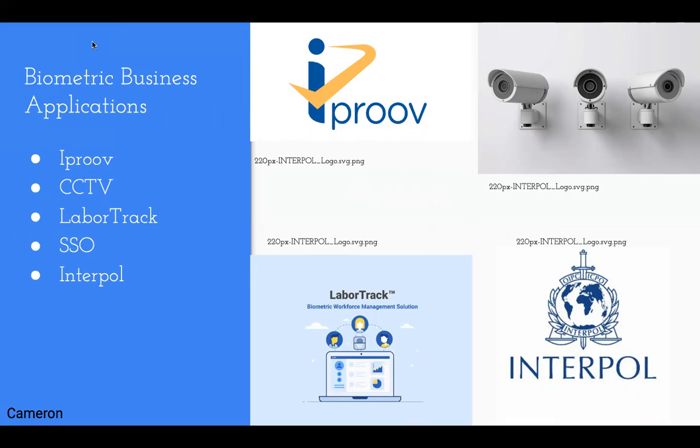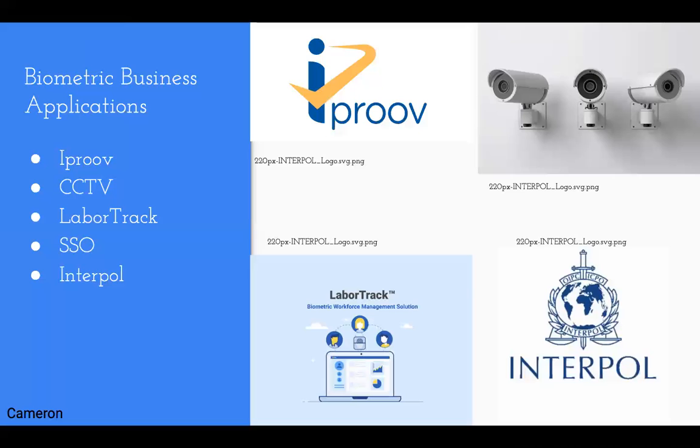So here are a few biometric business applications. First, we have iPro, which is facial recognition on cell phones, and it helps prevent against hacking and identity theft. Second is CCTV, which is a cost-effective facial recognition on cameras for surveillance and tracking suspicious individuals. Third, we have LaborTrack, which is a mobile software time tracking application that eases workflow.